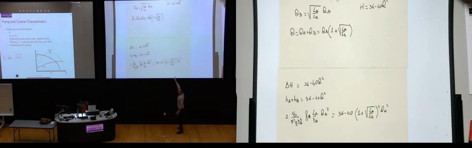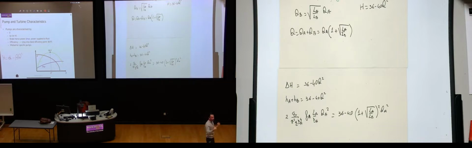Are you convinced about the right-hand side? You have Q, but before we wrote Q just in function of QA. So we have a pump. This pump is provided with a certain characteristic equation, which in our case is H equal to 36 minus 40 Q power 2.